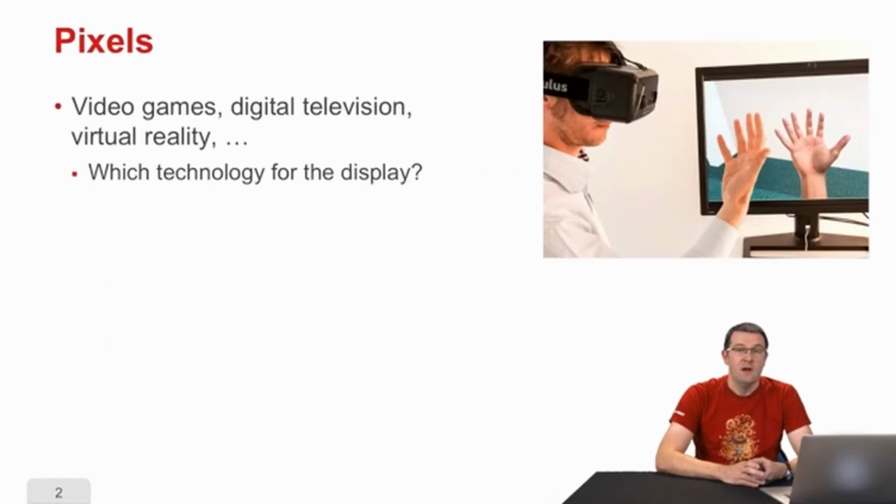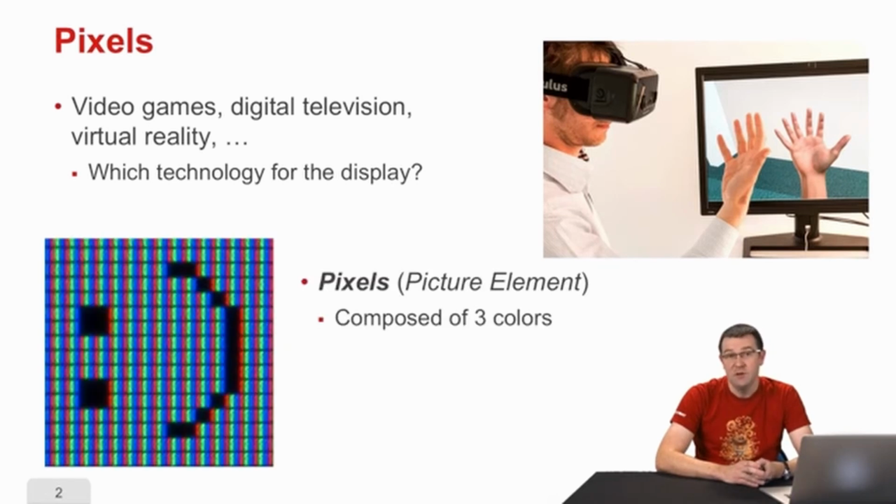Nowadays, images are extremely used for video games, television, and virtual reality. So how do we actually display them? We will use what we call pixels. Pixels are composed of small dots of different colors, green, blue and red, that we will turn on to give the eye the illusion that this is a particular color because they are so small that the eye can't distinguish the three components, red, green and blue. So the eye will believe there is only one color.